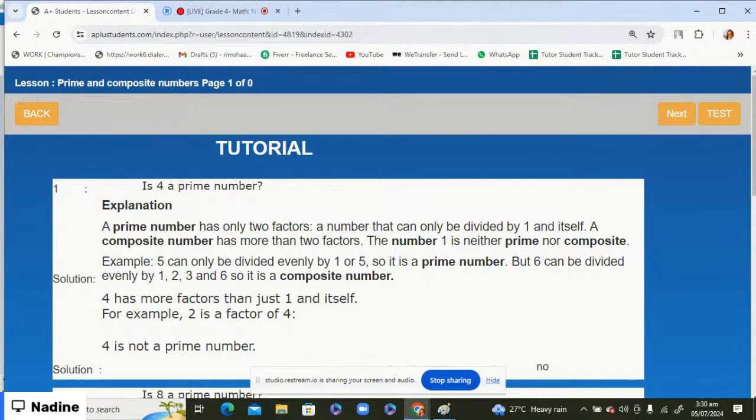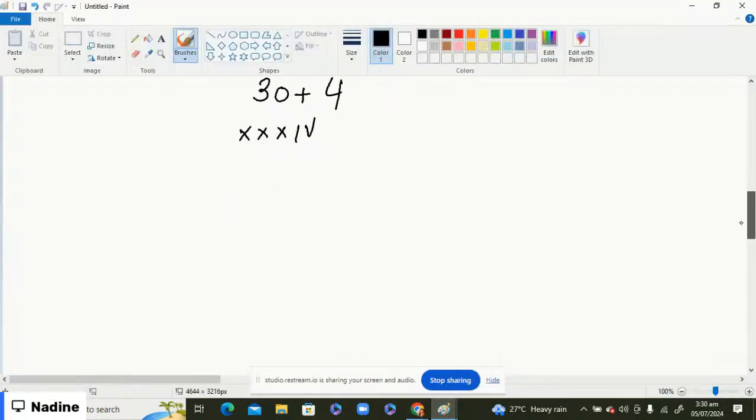For example, if I'm going to write it down here, 5 is a prime number. Why is 5 prime? Because 5 is only divisible by itself and 1. It cannot be divided by any other number, like 2, 3, or 4.